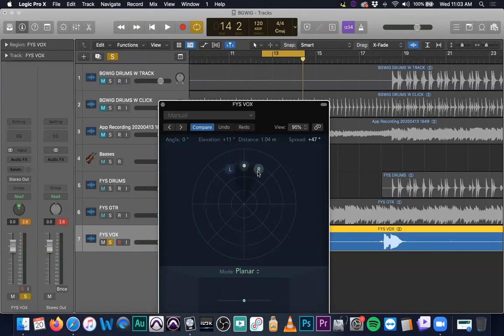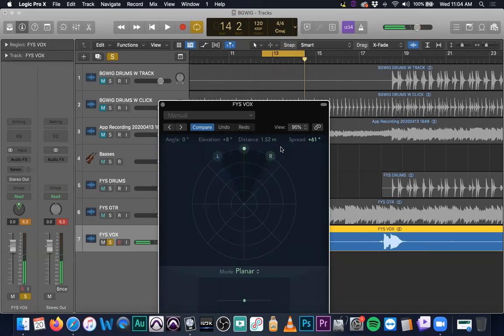I can also bring him closer to me in the mix. So for instance, this is how far away he is now. Now I can bring him closer. I just wish it didn't have to be so long.